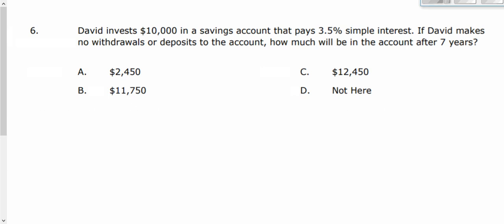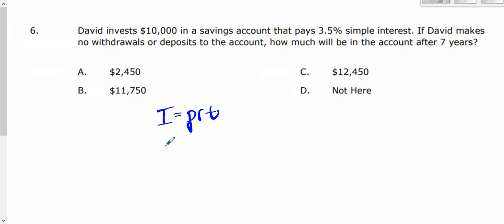Okay, number 6, David invests $10,000 in a savings account that pays 3.5% simple interest. If David makes no withdrawals or deposits to the account, how much will be in the account after 7 years? Okay, so my simple interest formula is I, interest, equals PRT.